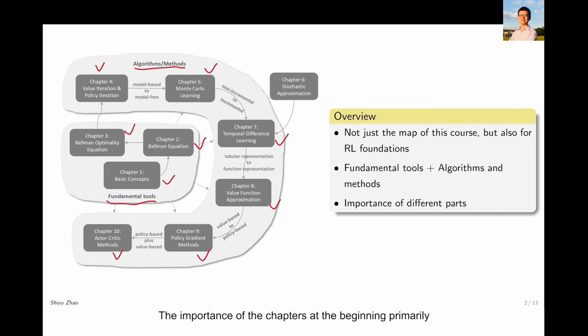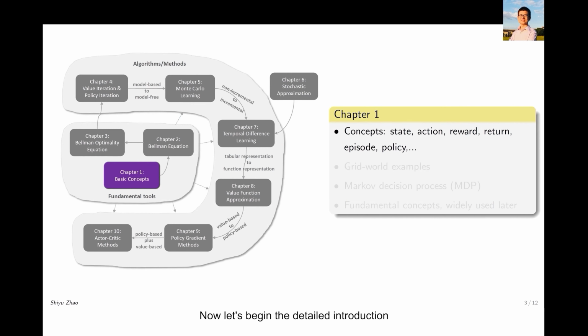Each part of this diagram is important, but their importance varies in different aspects. The importance of the chapters at the beginning primarily lies in their foundational nature. The concepts and ideas introduced in these chapters form the basis for the subsequent ones. The chapters toward the end highlight more advanced and practical aspects of reinforcement learning.